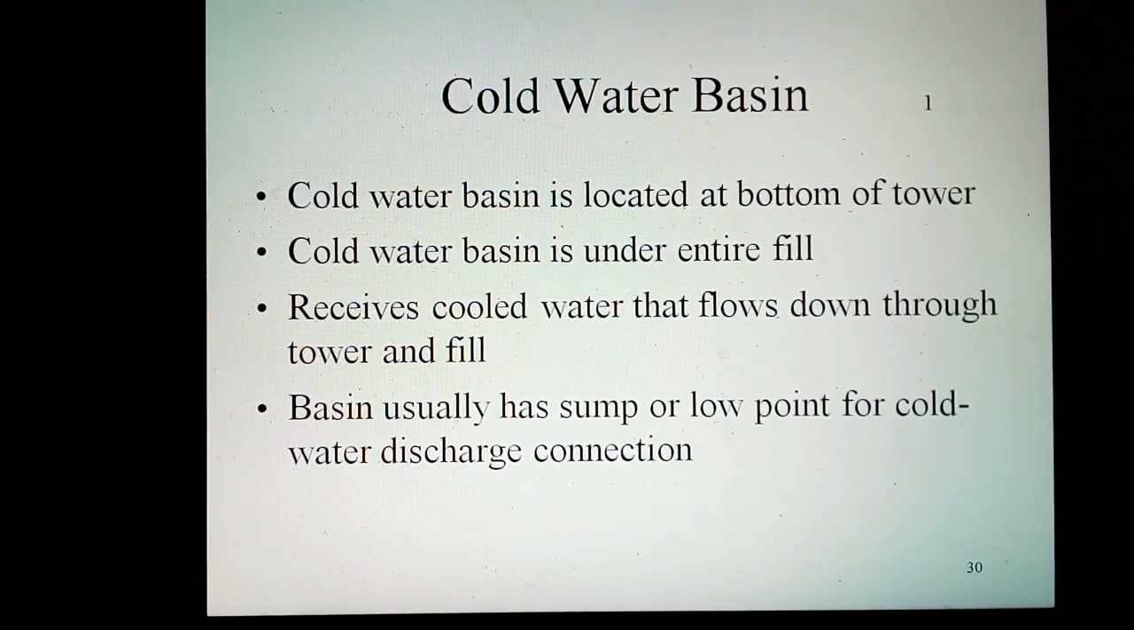Cold water basin. The cold water basin is located at or near the bottom of the tower, and it receives the cooled water that flows down through the tower and fill. The basin usually has a sump or low point for the cold water discharge connection. In many tower designs, the cold water basin is beneath the entire fill. In some forced draft counterflow designs, however, the water at the bottom of the fill is channeled to a perimeter trough that functions as the cold water basin.